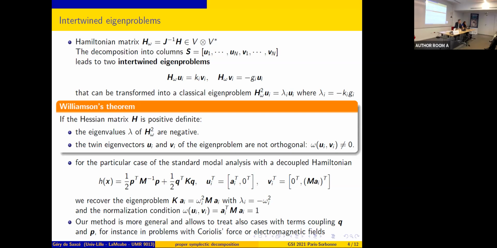Attention, because our method is more general and allows us to treat also cases where there are terms coupling Q and P. For instance, problems with Coriolis force or electromagnetic fields, such as interacting electrical cables vibrating.